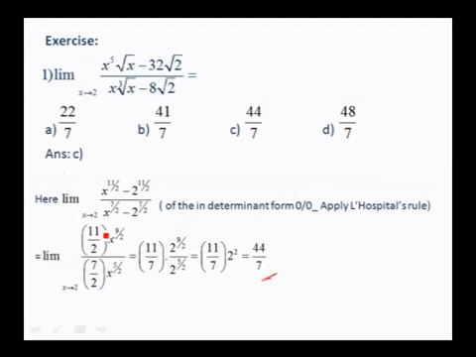So, I have differentiated here and allowed x to tend to 2, put the value x equals 2 here, you get the answer 44 by 7. Option is C.